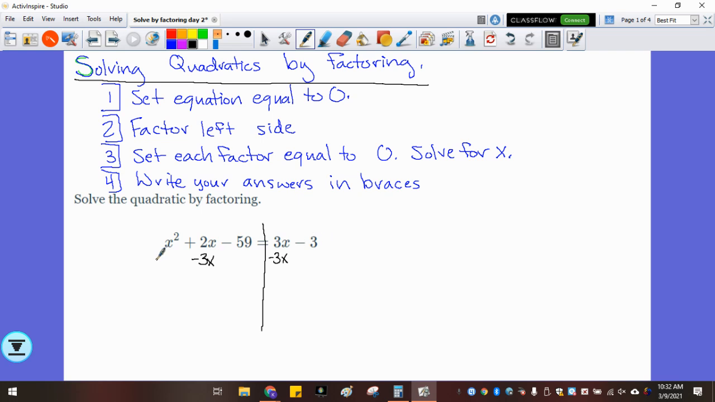We're moving everything to the left. So we need to move the 3 to the left. Move everything to the left. So if there's minus 3 on this side, we're going to add 3 on this side. And you put it under the number.